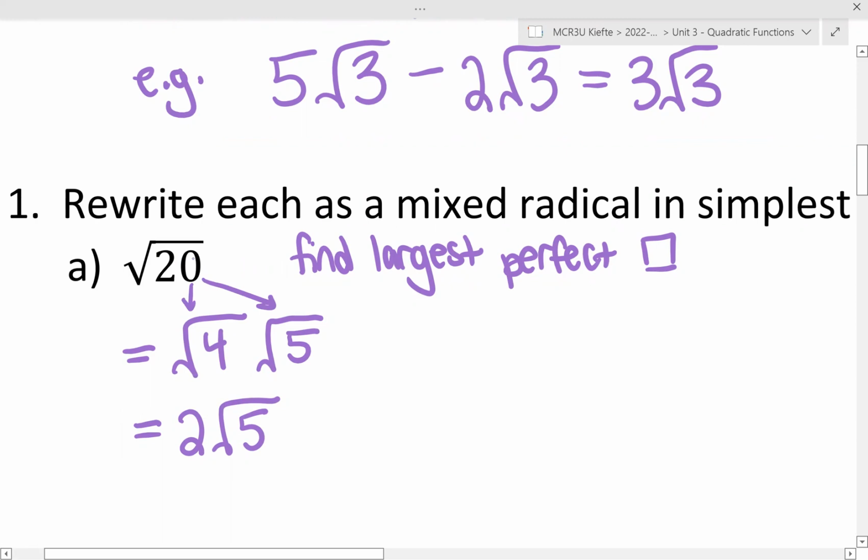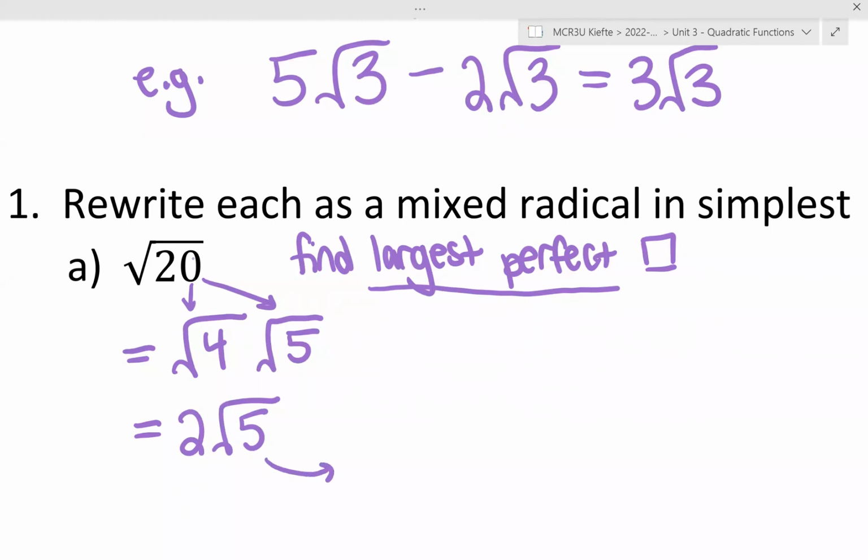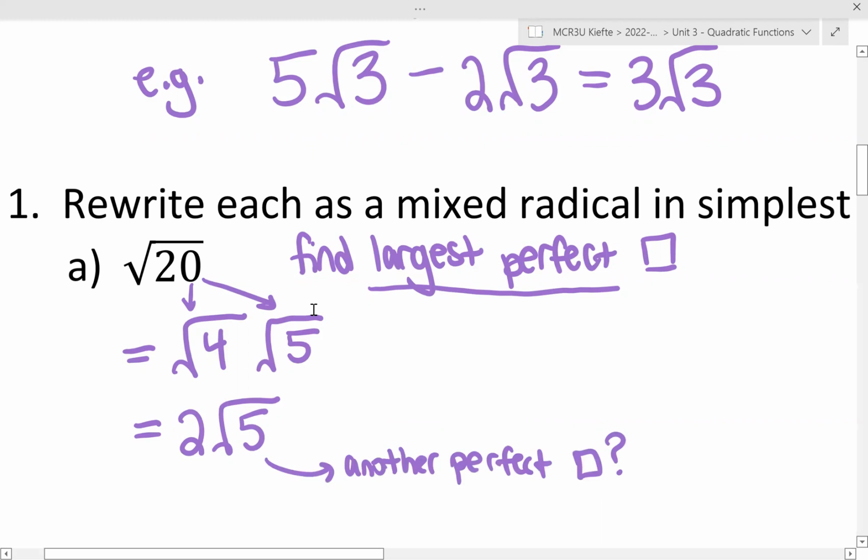The reason why we're looking for perfect squares is because the square root of 4 is 2. So I've successfully written this as a mixed radical. It's 2√5. You should always look to see if there's another perfect square that goes into this radicand, because if there is another perfect square other than 1, then your job is not done.